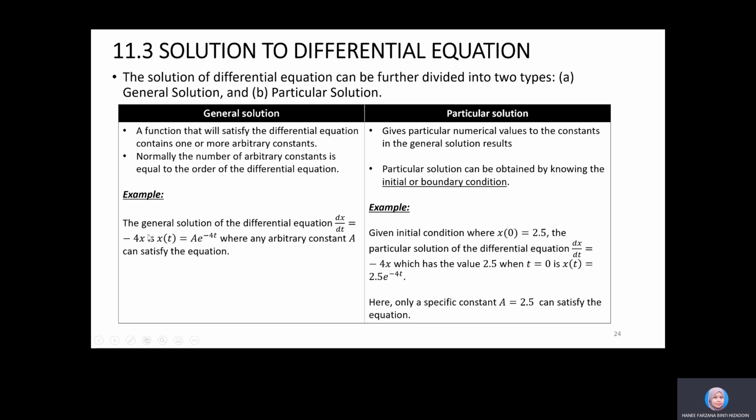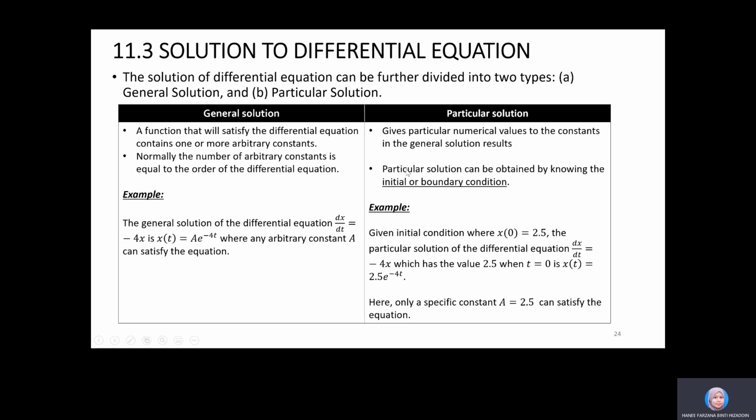For example, the general solution of the differential equation dx/dt equals minus 4x, you can solve to get x equals a times exponential of minus 4t. Here, any arbitrary constant a can satisfy the equation. So a is the constant of integration when you solve this differential equation. A particular solution, on the other hand, gives particular numerical values to the constants in the general solution.